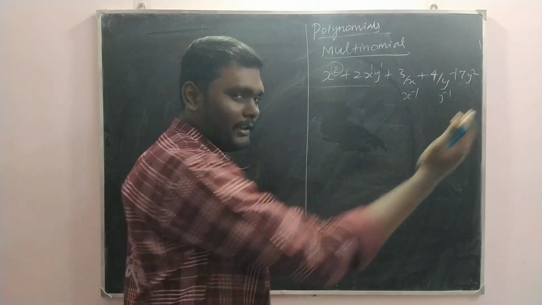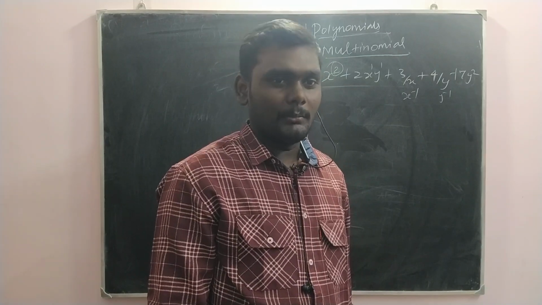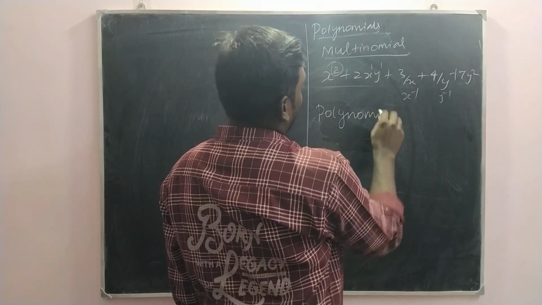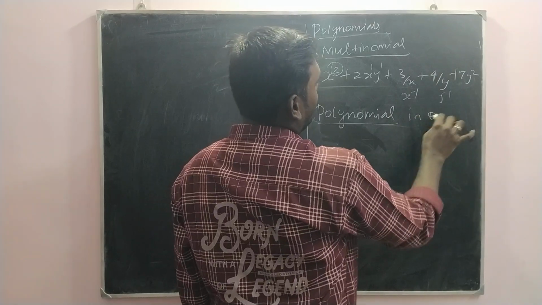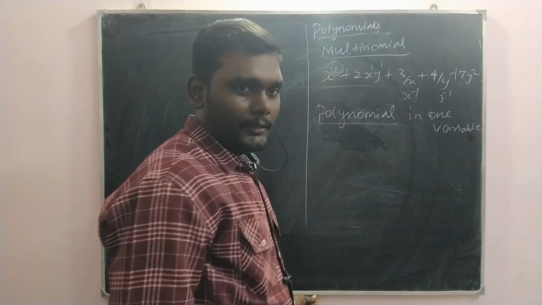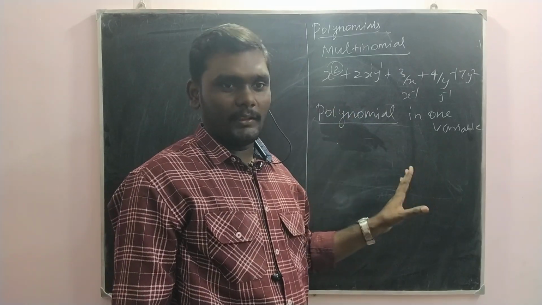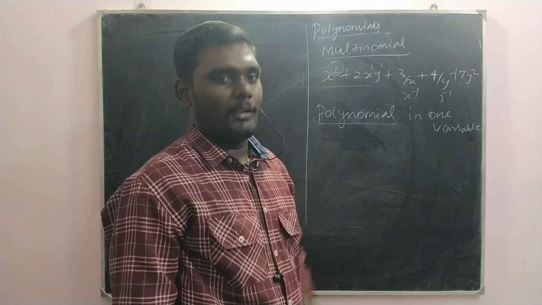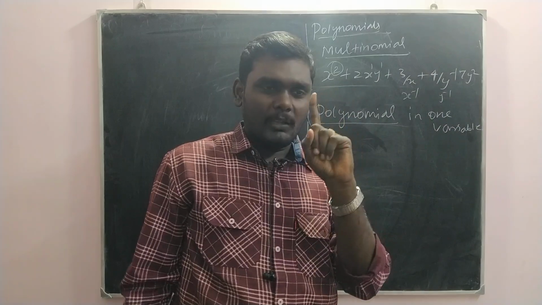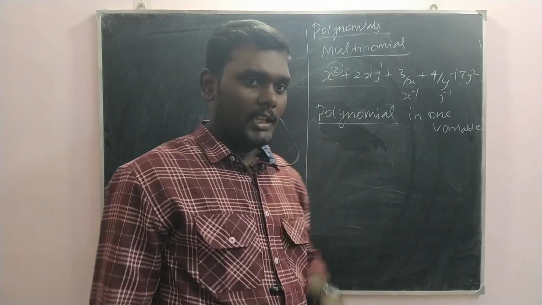So if in a multinomial the powers of a variable are whole numbers, then it is called a polynomial. And we are going to discuss polynomials in one variable. All this may sound like unwanted detail for you, but everything matters here. This is the origin of the polynomial. And in one variable, not many variables.